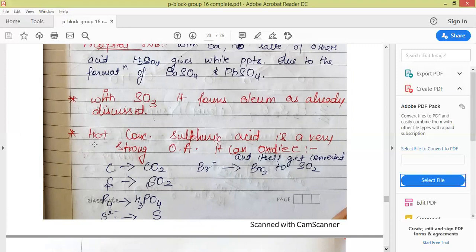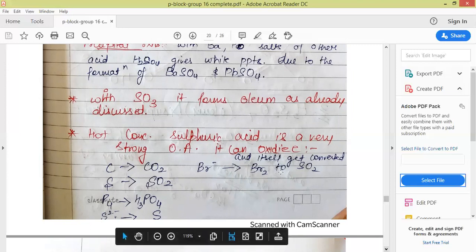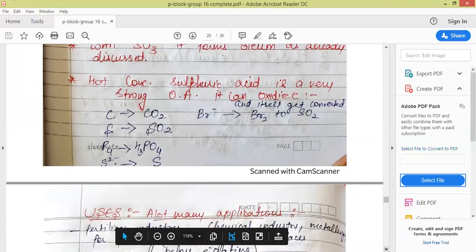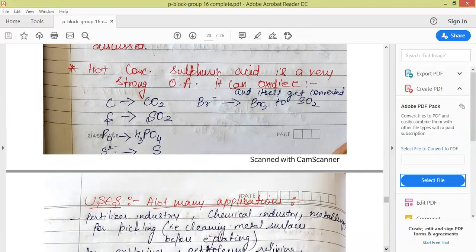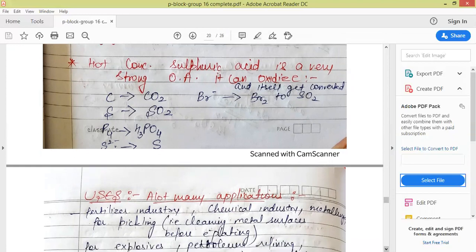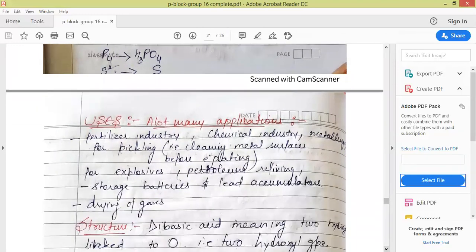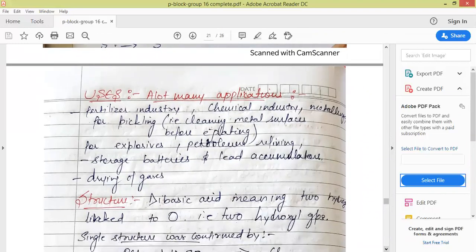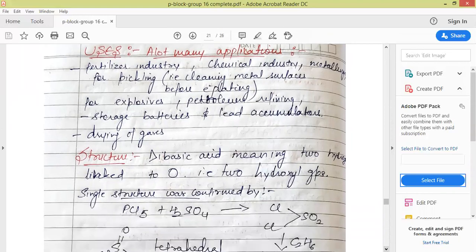Next, hot concentrated sulfuric acid is a very strong oxidizing agent that can oxidize many species: carbon to carbon dioxide, sulfur to sulfur dioxide, phosphorus to phosphoric acid, sulfide to sulfur, bromide ion to bromine, and itself gets reduced to SO2. It has a wide variety of applications. It is used in many industries like the fertilizer industry, chemical industry, metallurgy, for explosives, for petroleum refining, storage batteries, and lead accumulators.